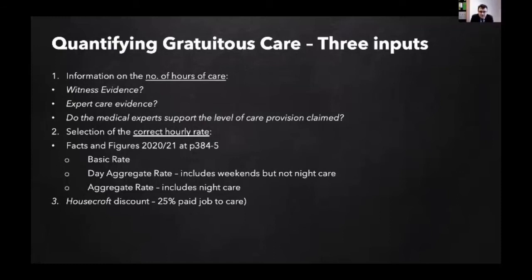Yeah, so this really rounds it all off. How do you calculate gratuitous care? Well, you really need three inputs. The first thing is to work out the number of hours of care that the caregiver has provided. We'll come back to that in a minute. The second is the selection of the correct hourly rate. And the third factor is the Housecroft discount that we spoke about a few moments ago.